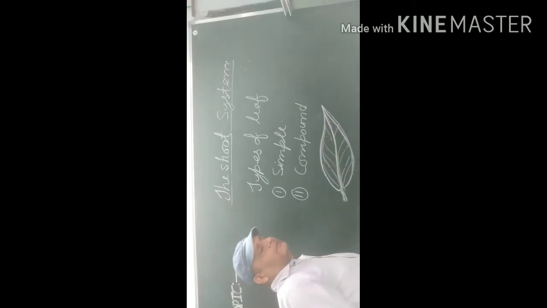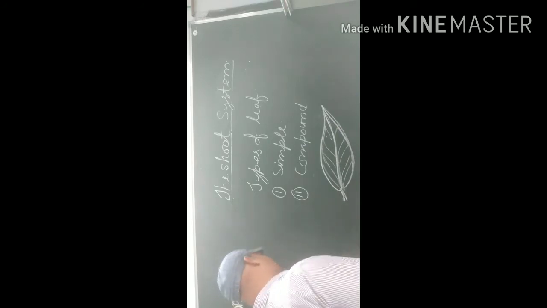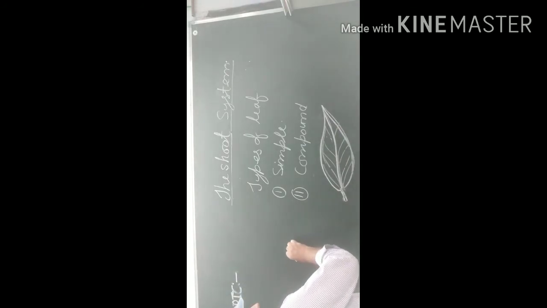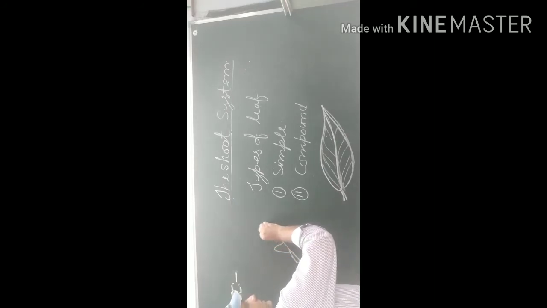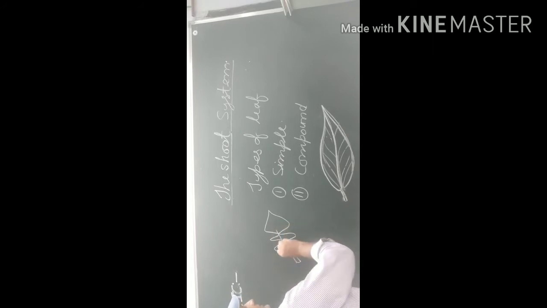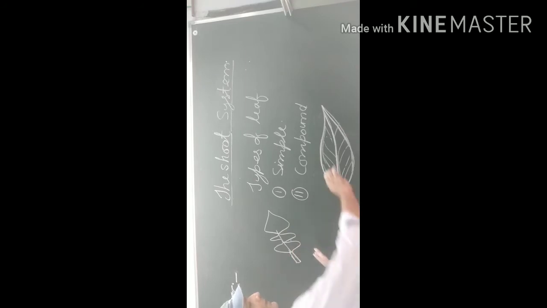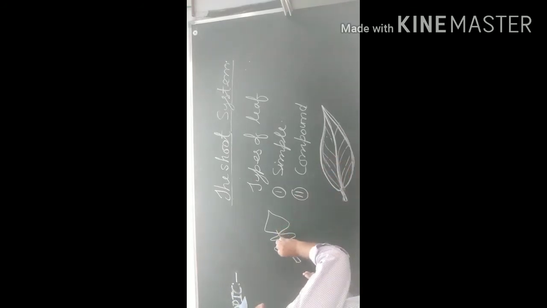Compound leaves: if the lamina of the leaf is divided into parts, this is known as a compound leaf. The whole lamina is divided into various small leaflets.